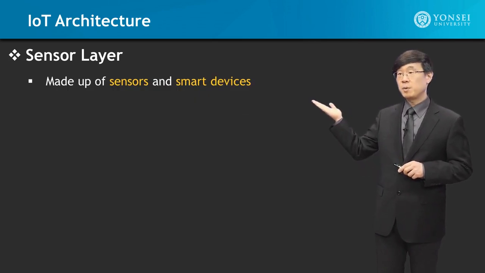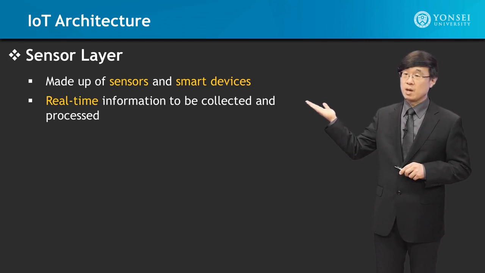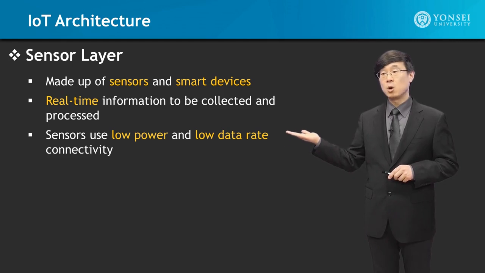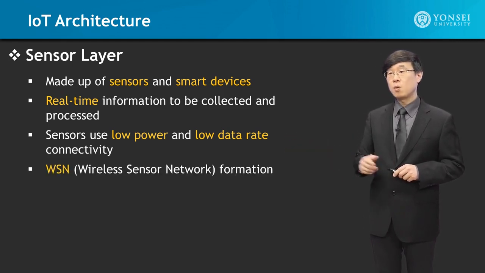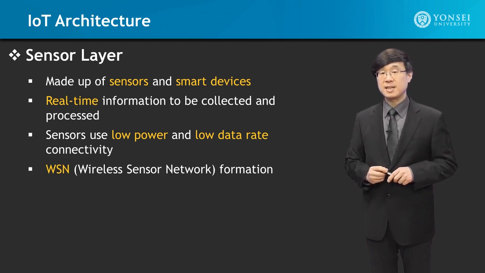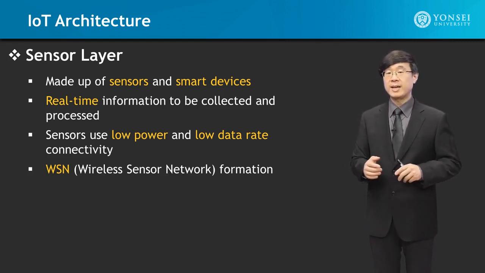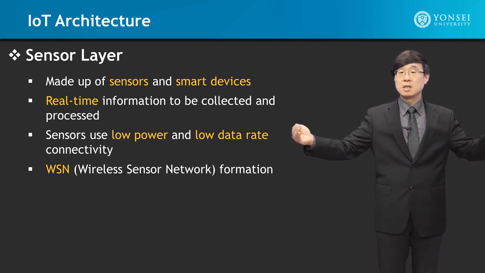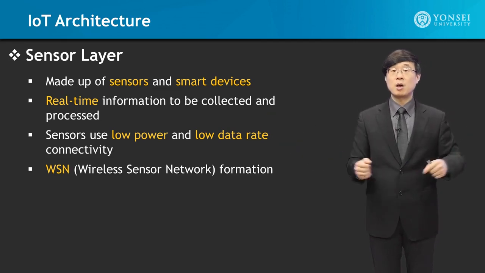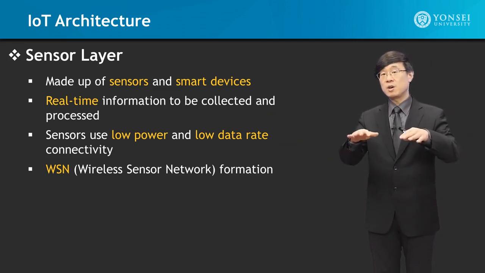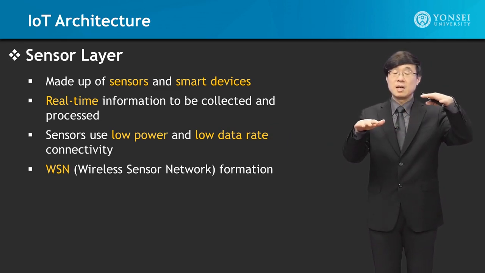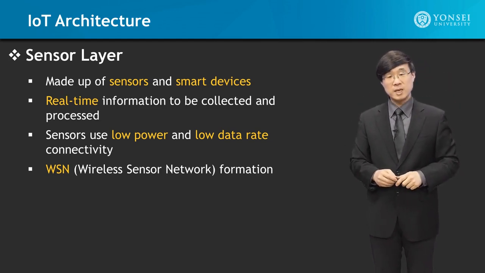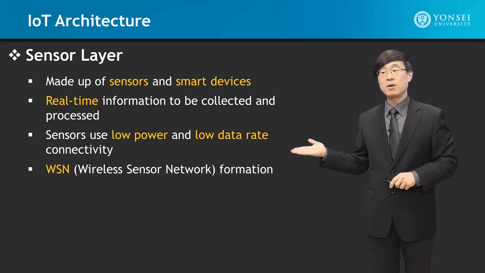The sensor layer is made up of sensors and smart devices. Real-time information is collected and processed, and sensors use low power and low data rate connectivity. We have wireless sensor network formation connected in an ad hoc network form that has various formalities, meaning that it could be a long sequence of sensors set up along a roadside, or it could be covered in multiple layers in a building where we have multiple sensors on each floor and the overall building is one entire sensor network domain, and various other formats.